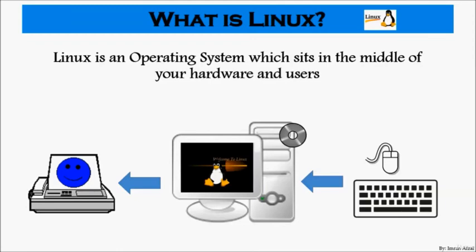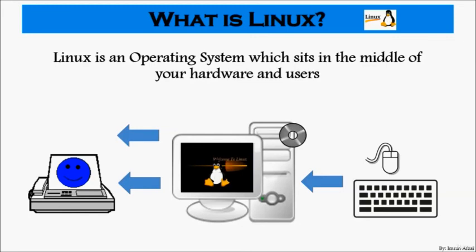Some of them are, for example, a printer. If you are running an application, for example Microsoft Word, you type with your keyboard and then you want to print that document, right? The operating system will take that document and send it to your printer, and your printer will spit out the document that you want to print.